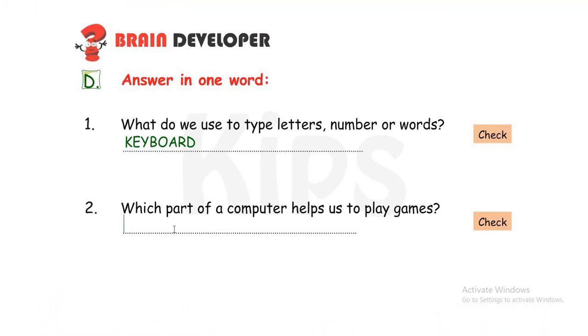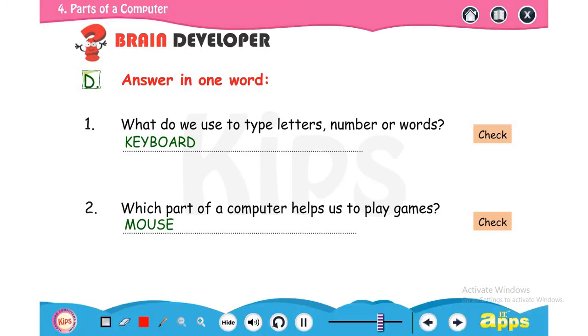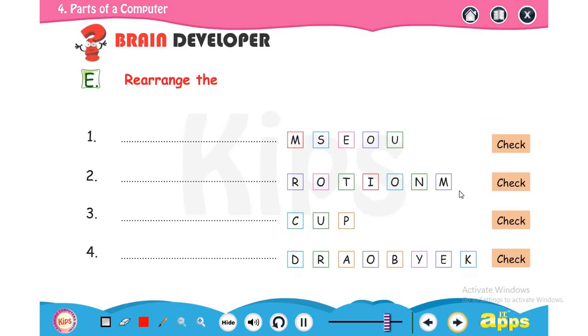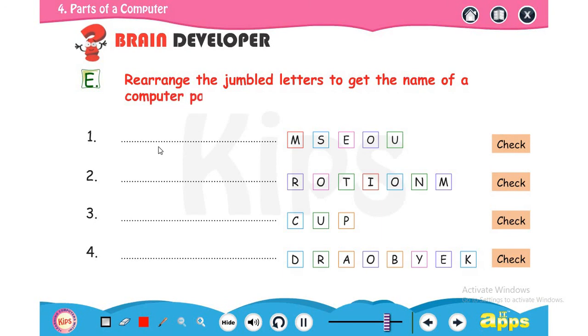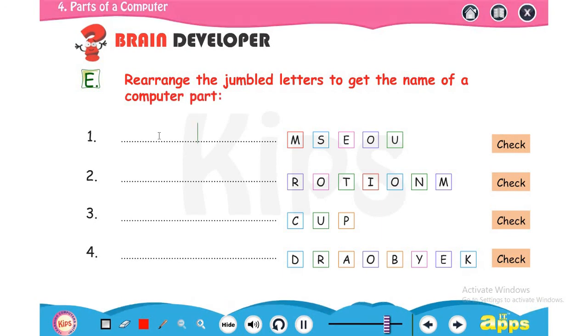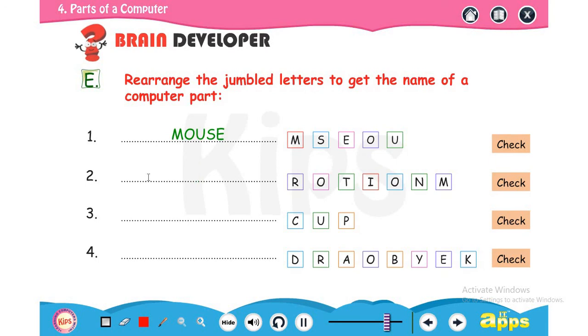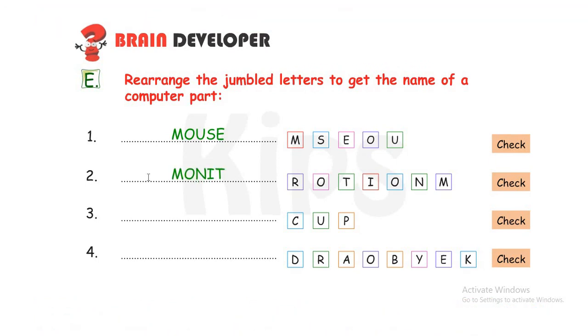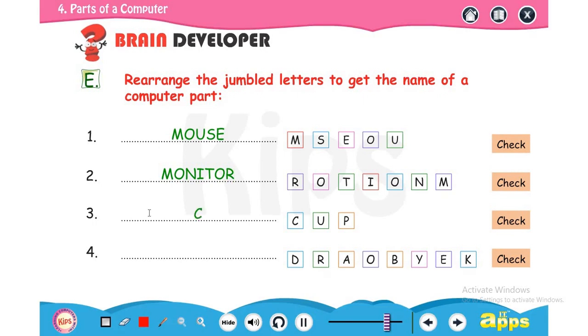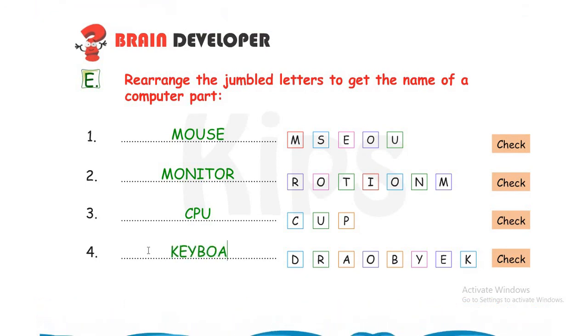With the help of which part? Yes, mouse. Okay. Next thing. Rearrange the jumbled letters to get the name of a computer part. So you have to rearrange these letters. So first one is mouse. Second is monitor. Third one is CPU. Fourth is keyboard.